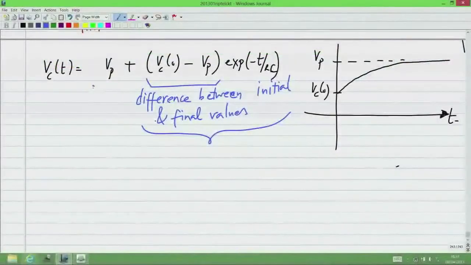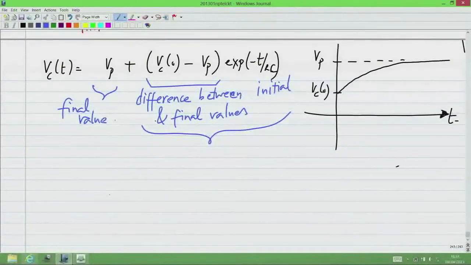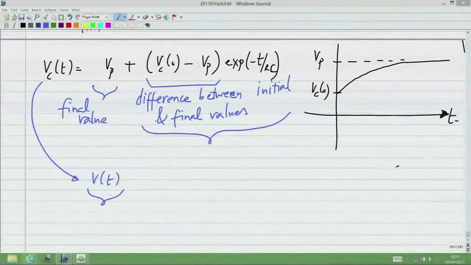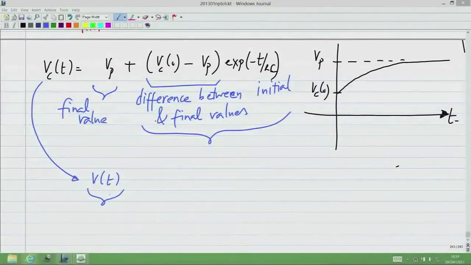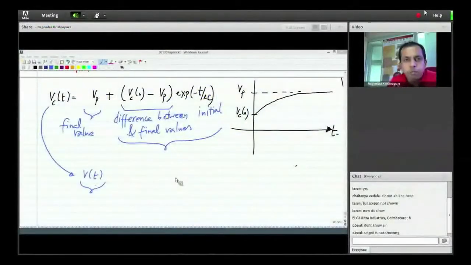And this part, of course, is the final value. So this Vc of t, in general, any V of t in a first order system, and by the way, it could be I of t also, any current as well. Okay, I have demonstrated this with the capacitor voltage in a particular circuit, but any branch quantity, either voltage or current, in any first order circuit can be represented in this form for a step input.